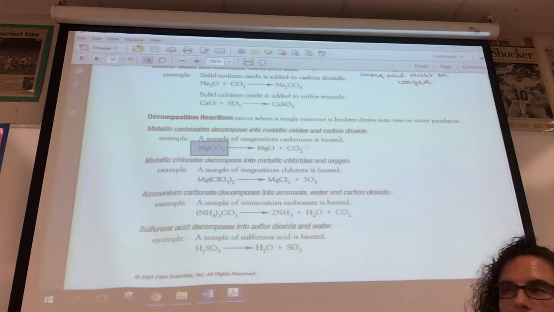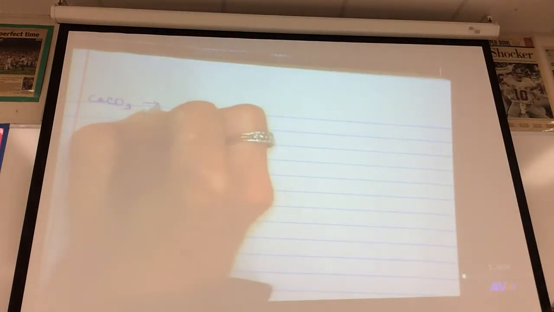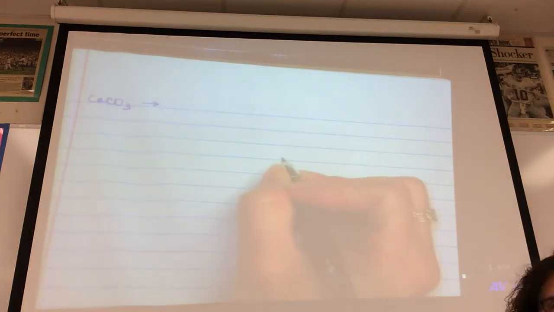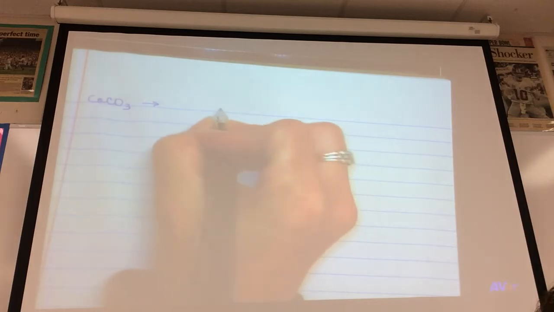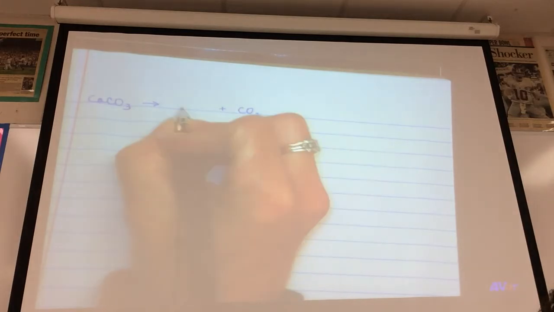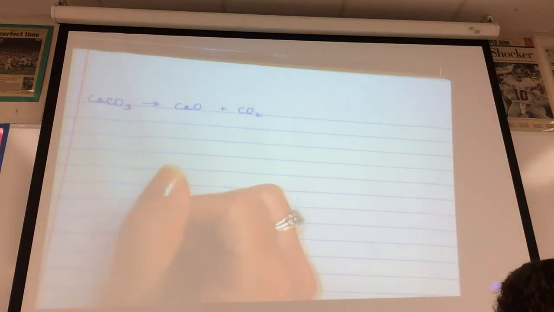So if, for example, I gave you calcium carbonate, you have a metallic carbonate, what would you generate? Carbon dioxide, calcium oxide. Yep. Metallic oxide, non-metallic oxide.